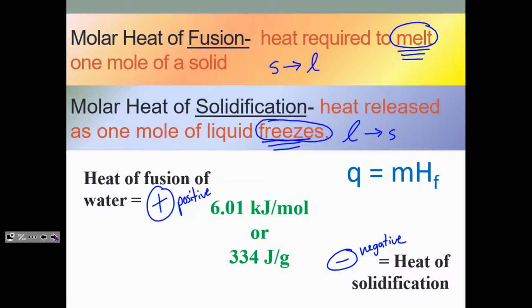The equation we're going to be using there is Q equals M times the heat of fusion or the heat of solidification. So we'll either have a mass or we'll have an amount in moles.